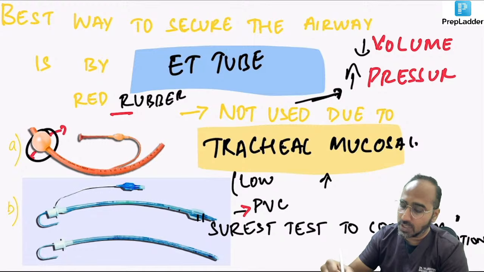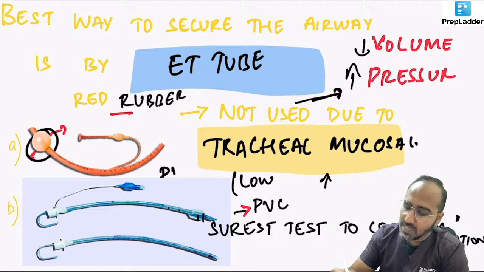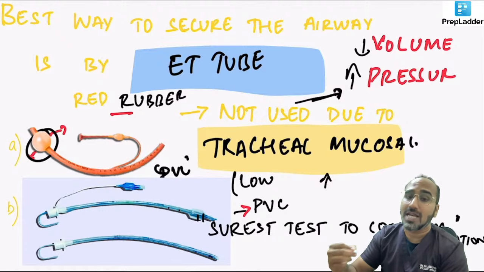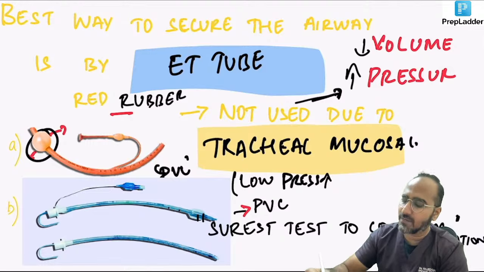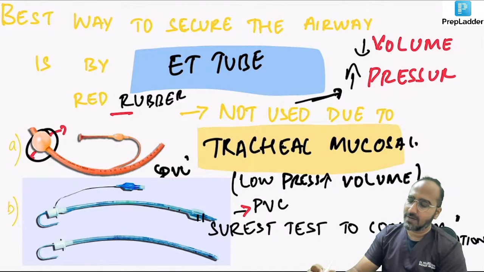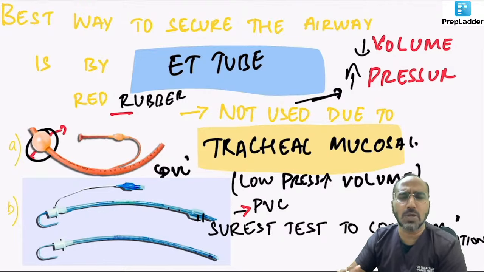We are using what tubes? We are using PVC tubes. PVC tubes are polyvinyl chloride tubes, which are low pressure, high volume cuff. Low pressure, high volume cuff.